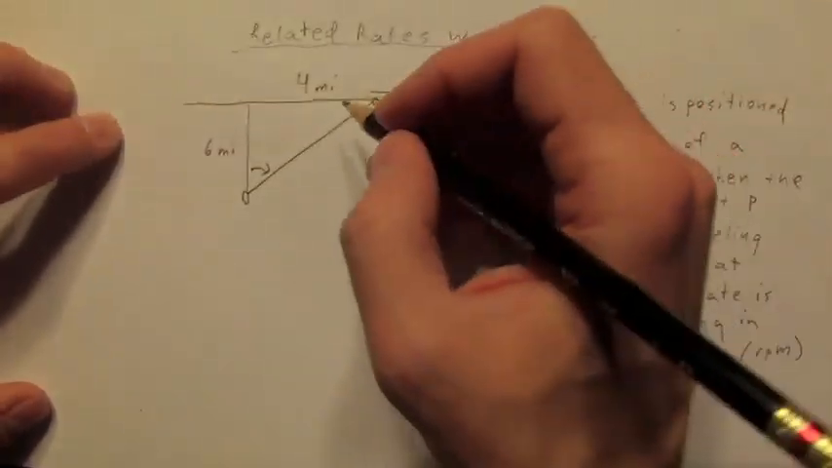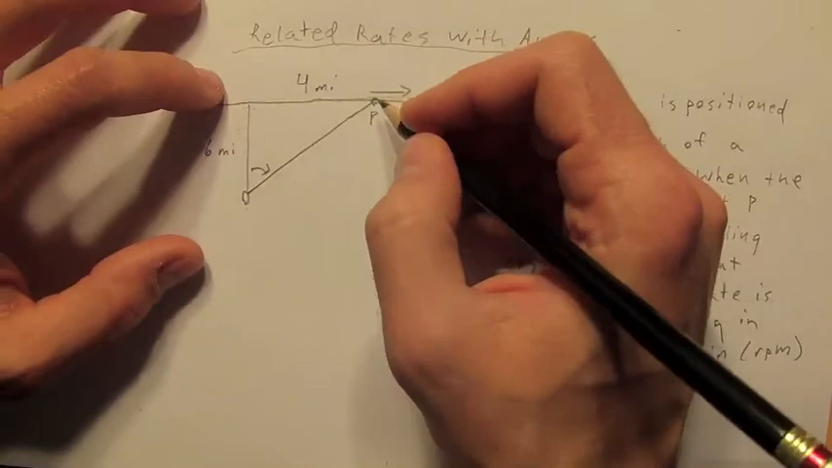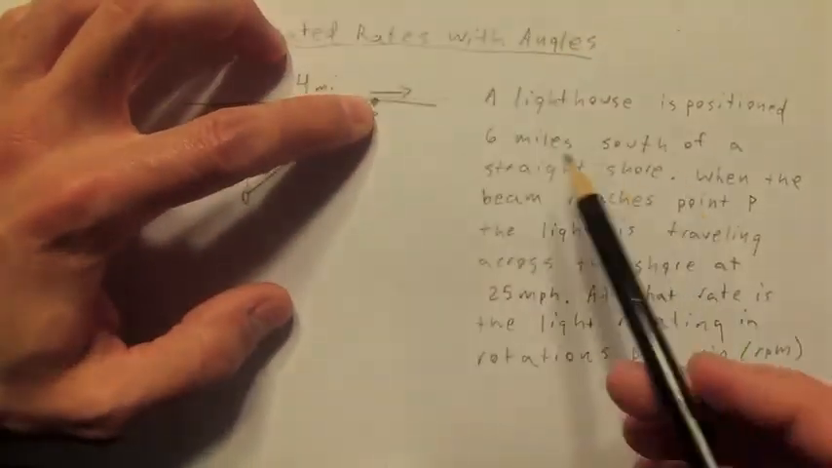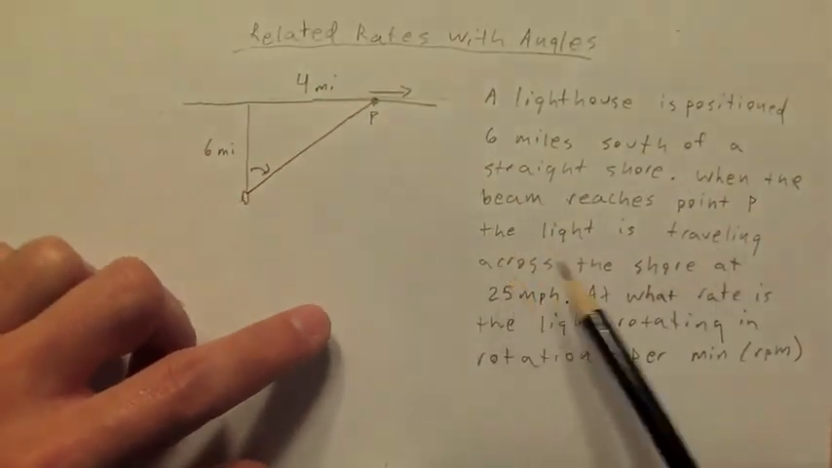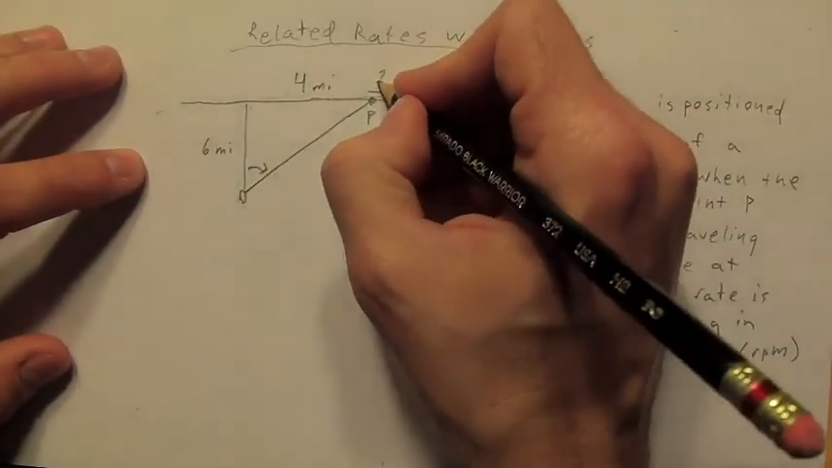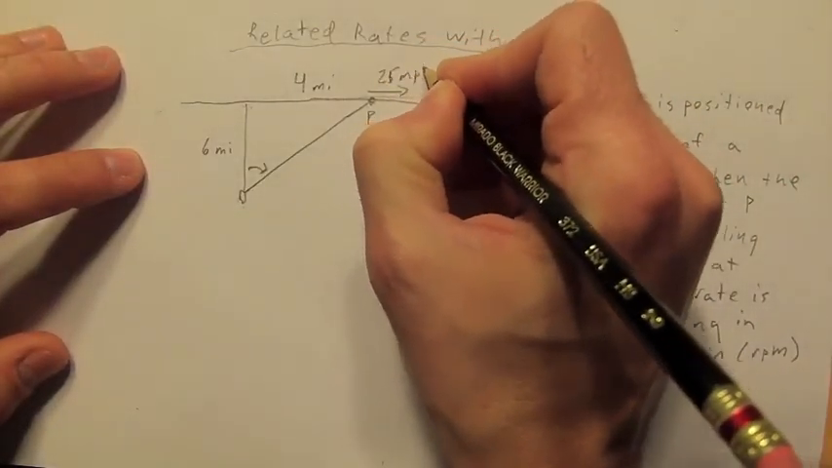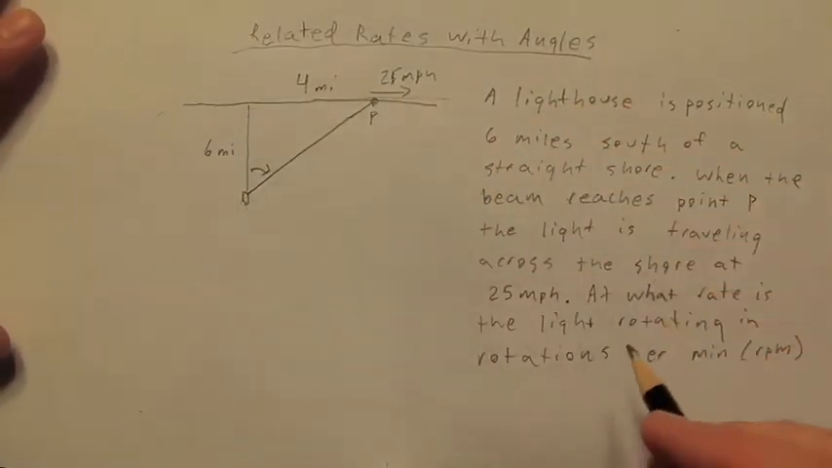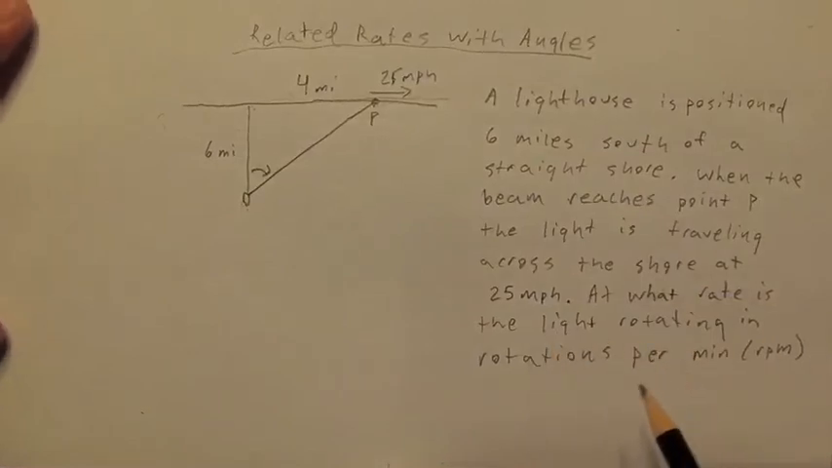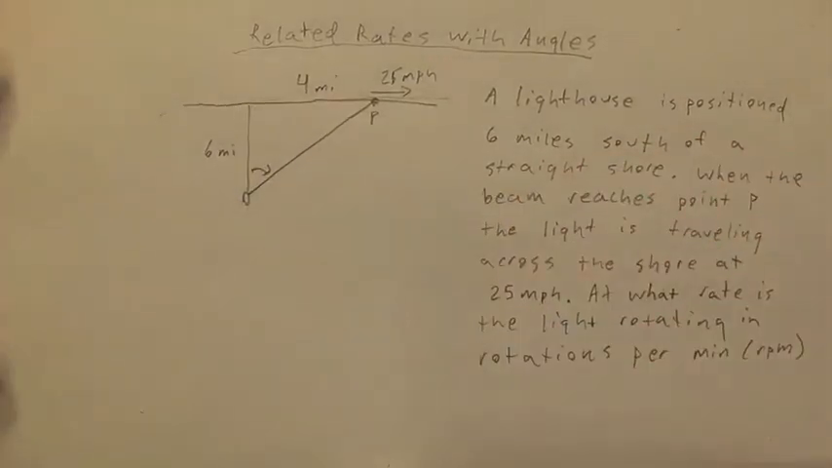So what we have here is 4 miles across on the shore, and the light hits this point P. And what happens is when the beam reaches the point P, the light is traveling across the shore at 25 miles per hour. Which seems legit, you know. What we want to find is, at this moment, what rate is the light spinning around at, in RPM, rotations per minute? So how fast is that light spinning around when that happens? This is a question of RPM spinning, very important for all you engineers out there.